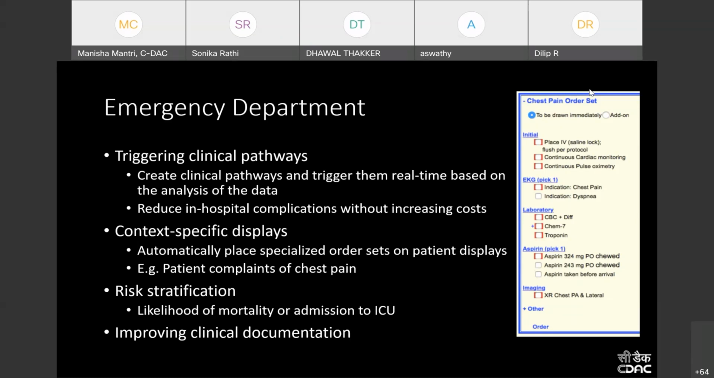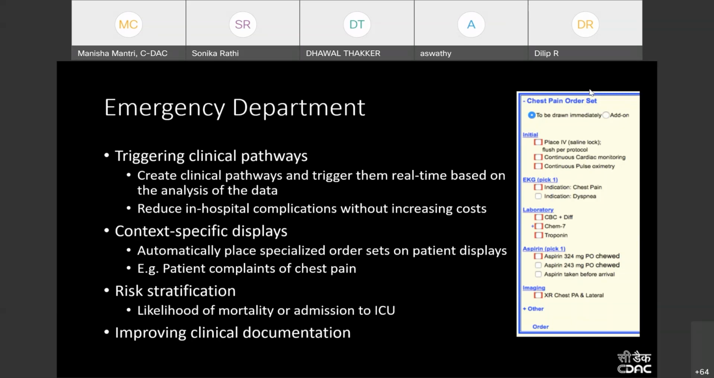So for example, what happens in the ED, they do a lot of tests, although a lot of things happen in a cognitive manner at the back side. There is processing happening at the back of the mind of the clinician or the healthcare providers. But what if we provide a support system to them which can help them take decisions faster and quicker, because the place is very, very time critical. And then we can think of giving context-specific displays in such scenarios.